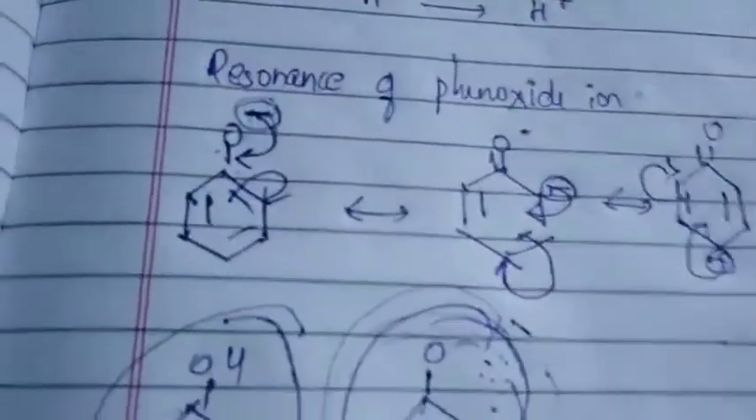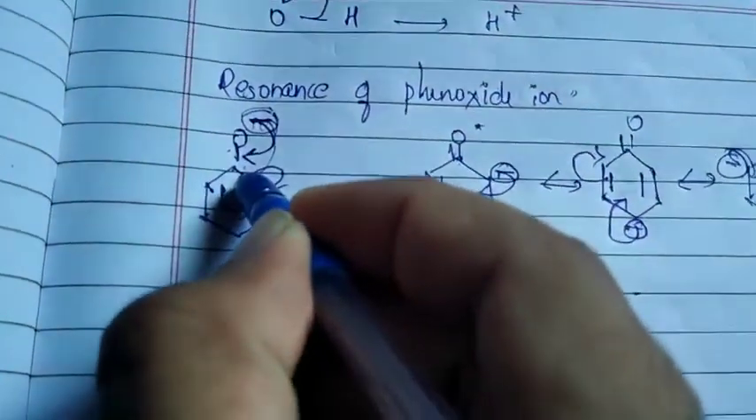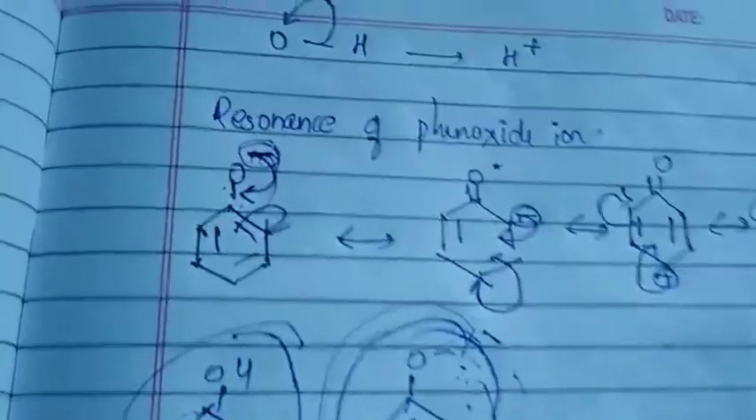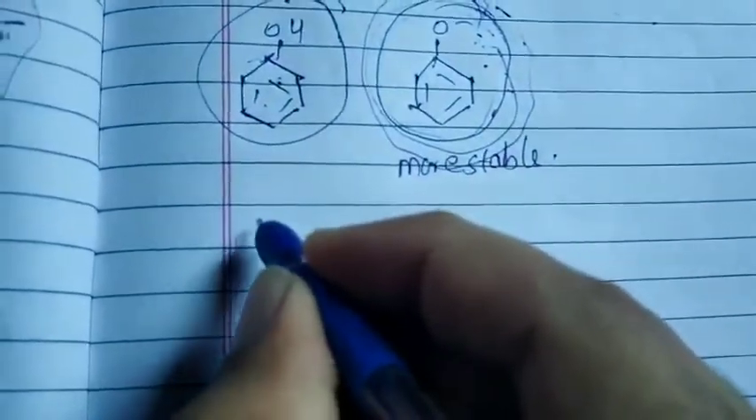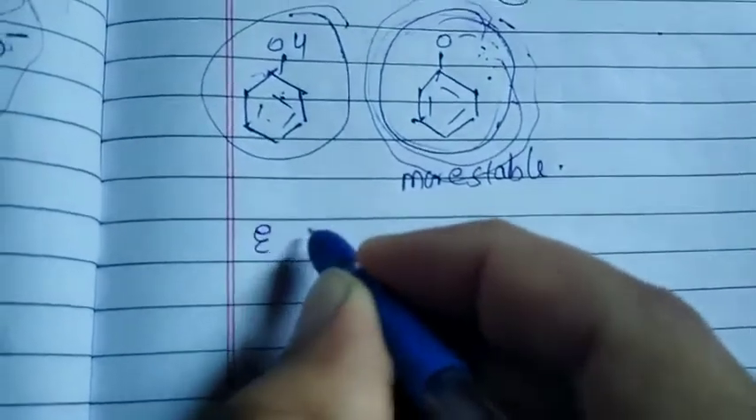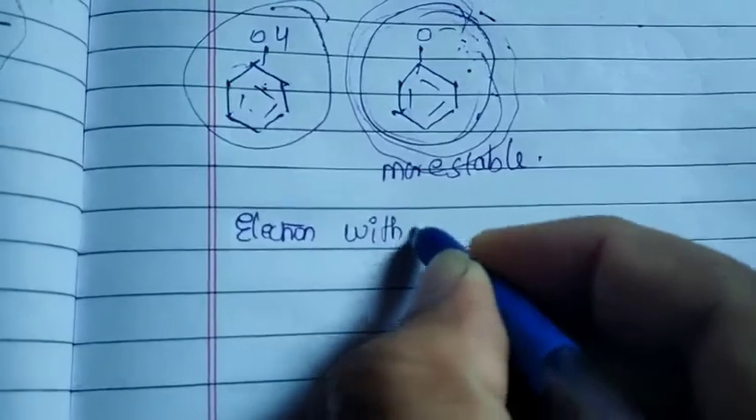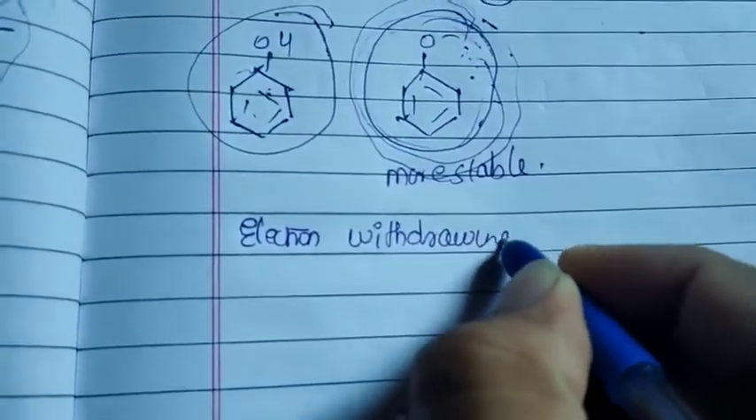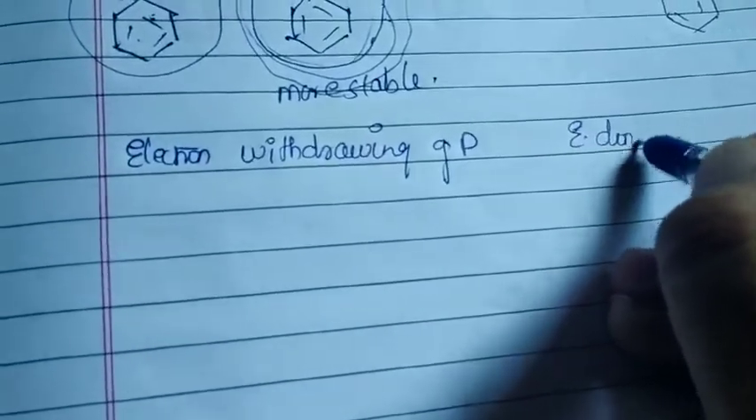But one important thing we have to note over here is what? The faster the negative charge is held by the benzene, the more acidic it is. Why am I saying this? Now the question arises, what happens if an electron withdrawing group is present and an electron donating group is present.